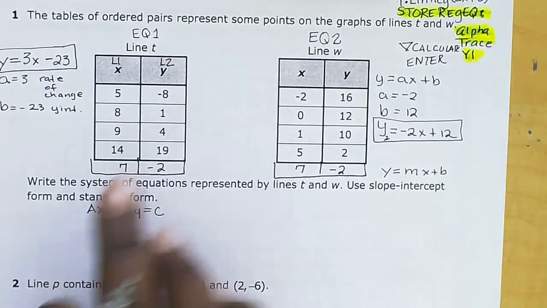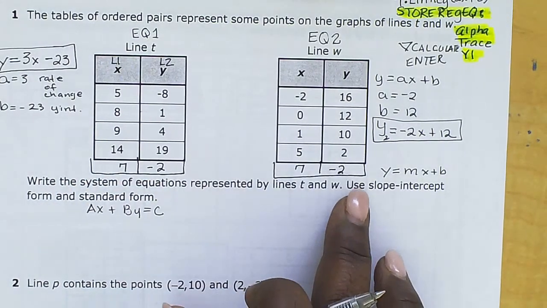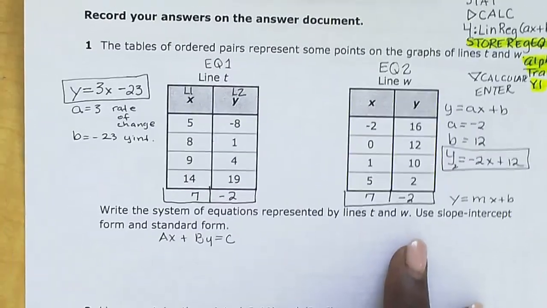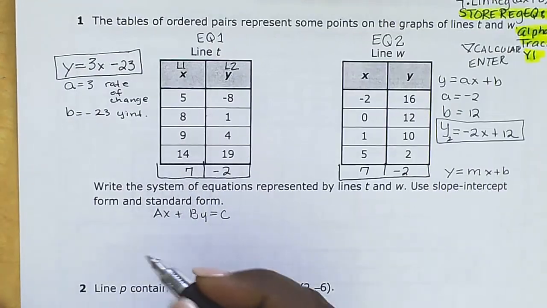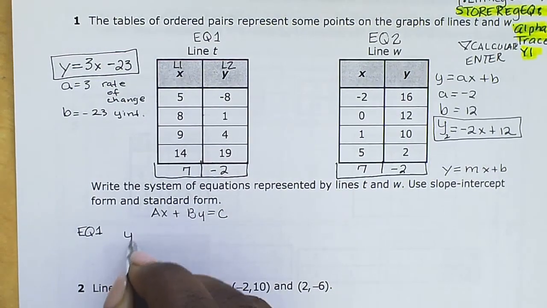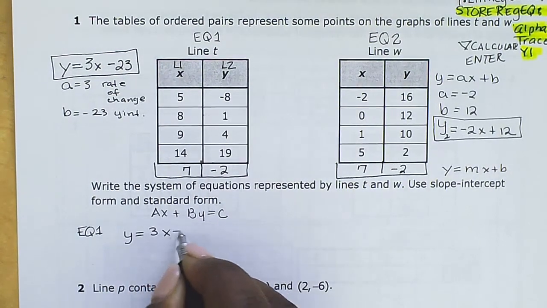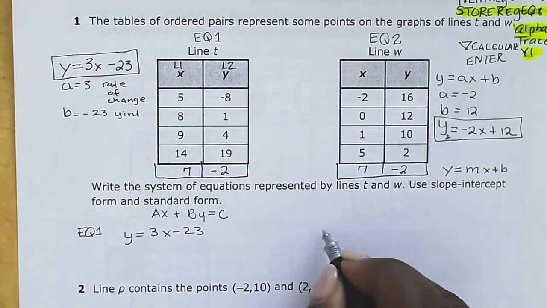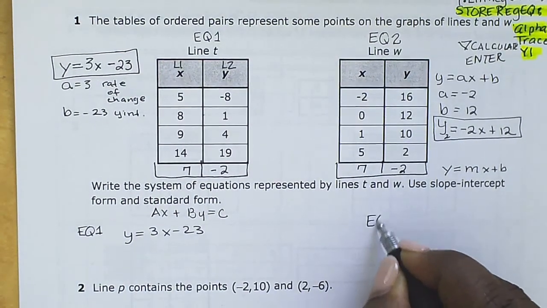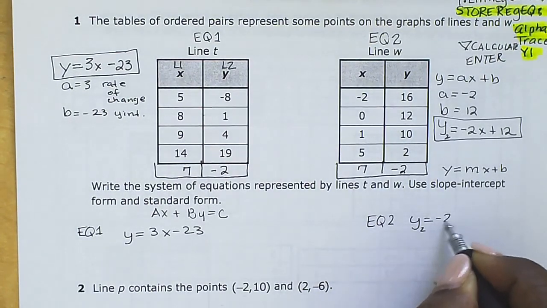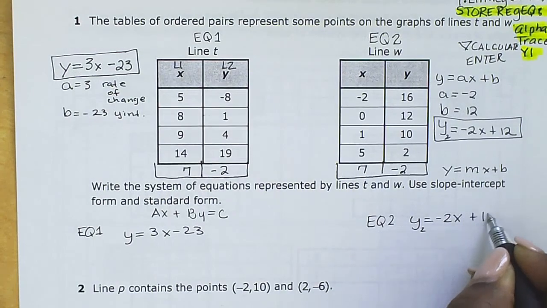Now what it asks us to do is change the slope-intercept form to standard form. We did that in the previous assignment. So let's write it down. So we got equation 1. It's y equals 3x minus 23. And so we're going to do equation 2 over here. y equals -2x plus 12.